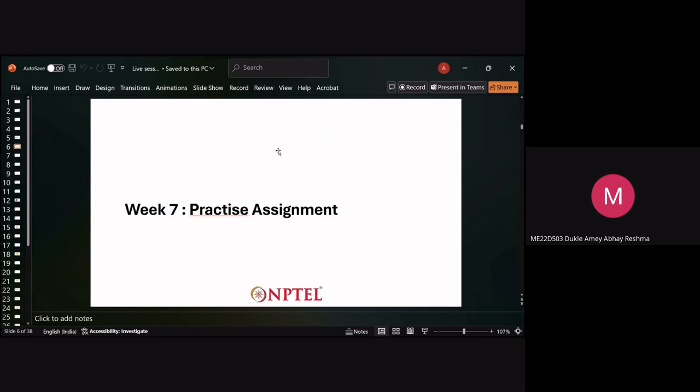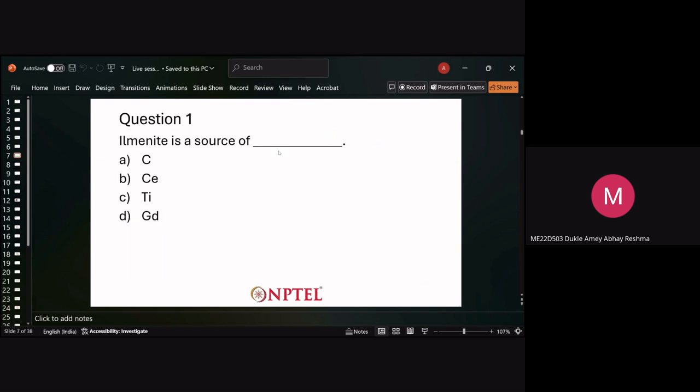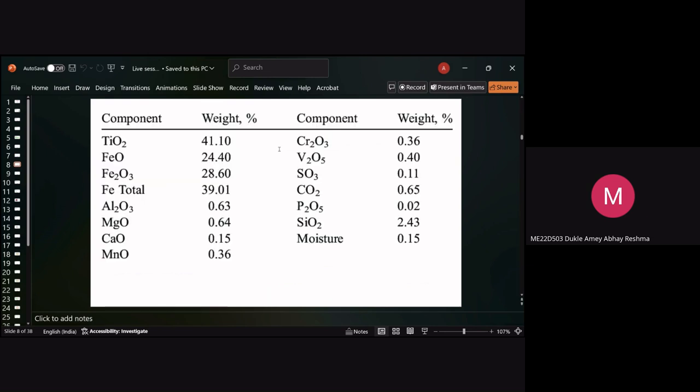So let's start. The first question is, ilmenite is a source of dash: carbon, cerium, titanium, gadolinium. What the question is asking is, ilmenite, which is an ore, what is it an ore of? This is the composition of ilmenite.